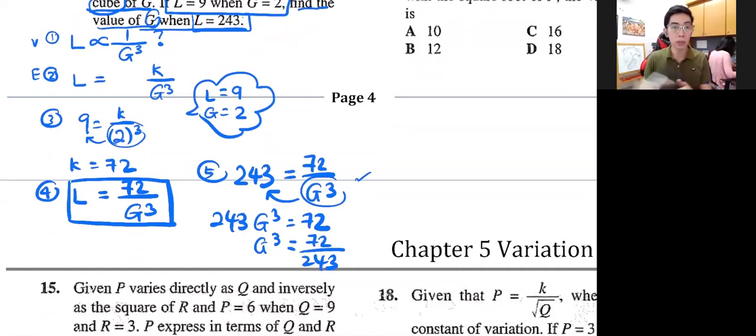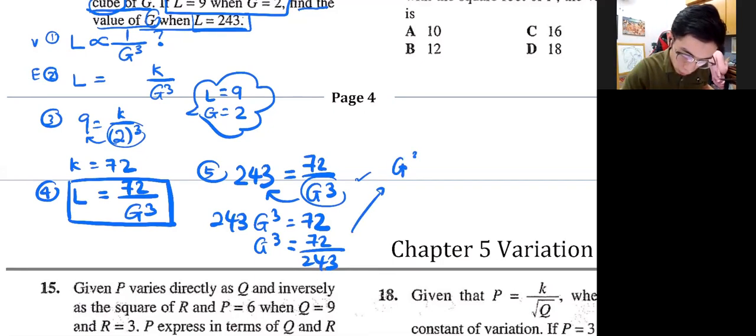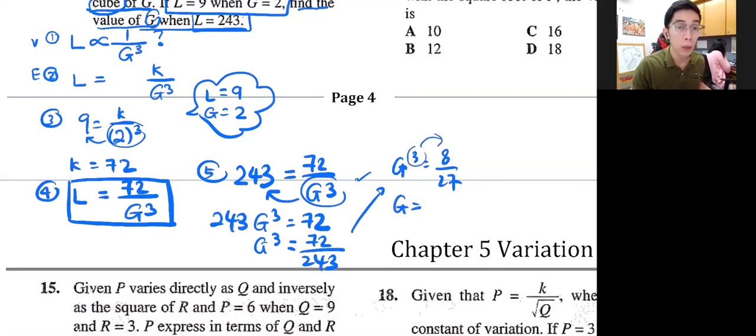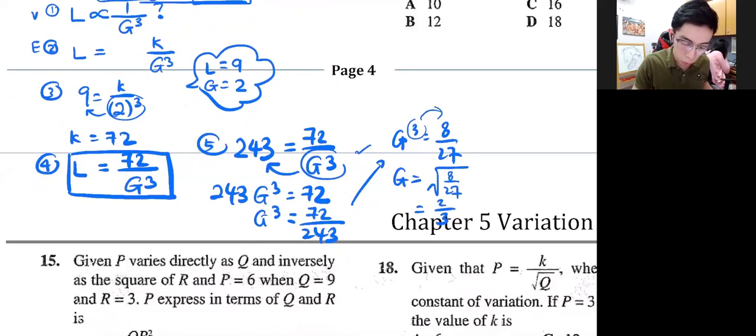I'm quite stuck in my calculation now, so let me use a calculator. 72 over 243. Don't worry, you get this thing, just press the fraction button. So 8 over 27. G cubed equals 8 over 27. So now G equals, bring the cube over, you will get cube root of 8 over 27. So again, type into your calculator. So in the end, your answer is 2 over 3.